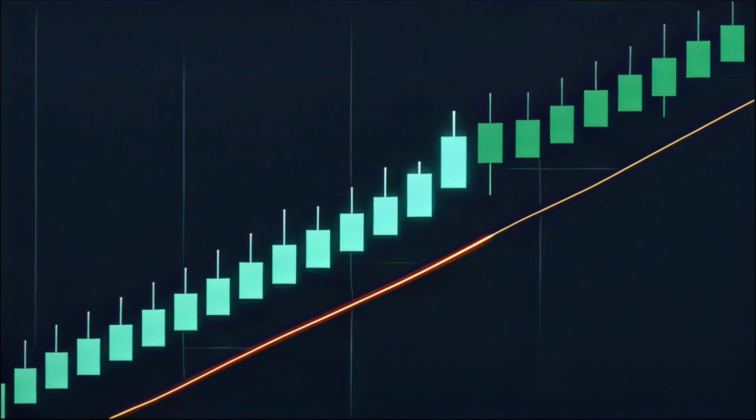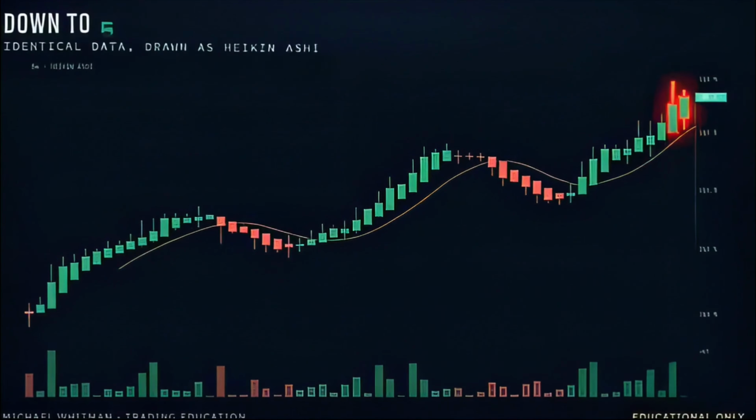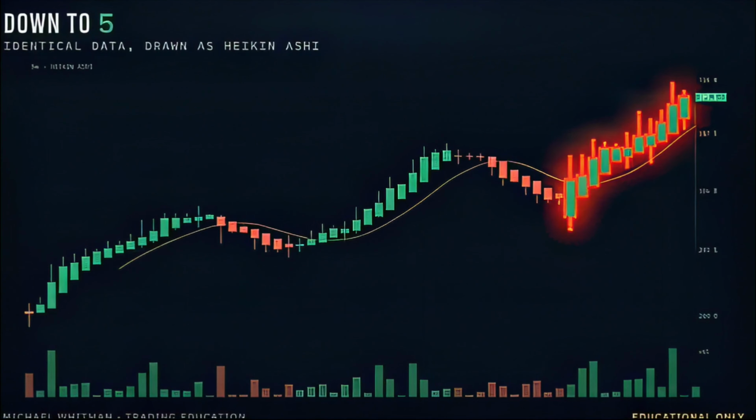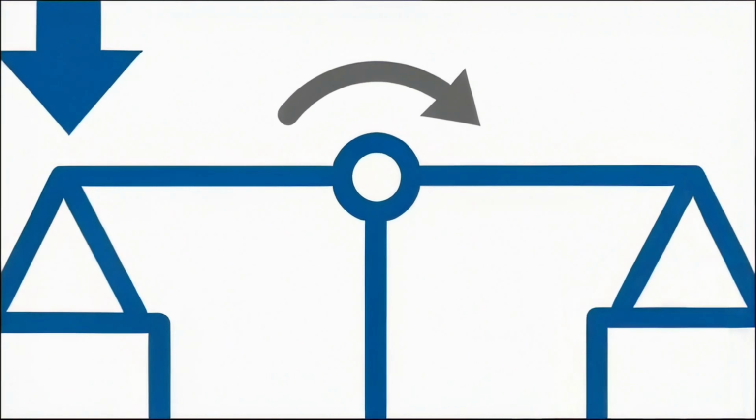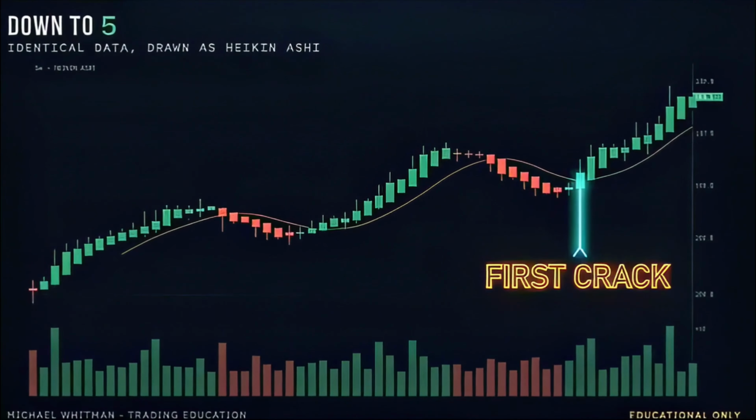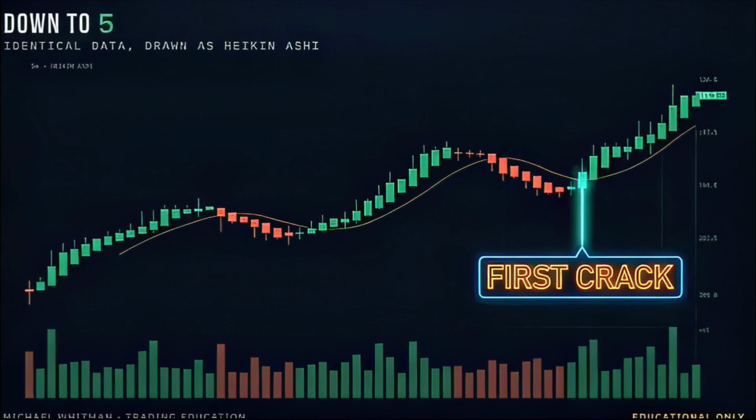The moment lower wicks start appearing on those green candles, sellers have got a foothold inside the move. Nothing has reversed yet, but the one-sided pressure has ended. Watch for that before the bodies even begin shrinking. It is usually the first crack.